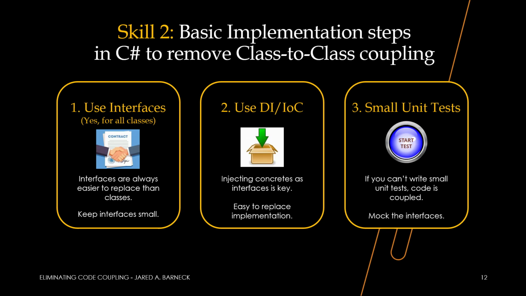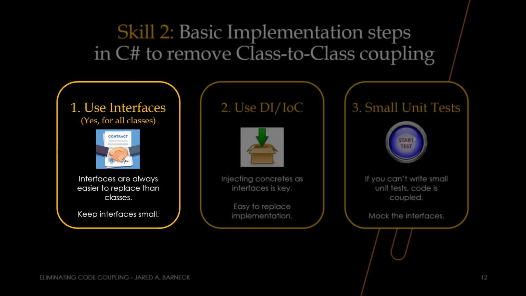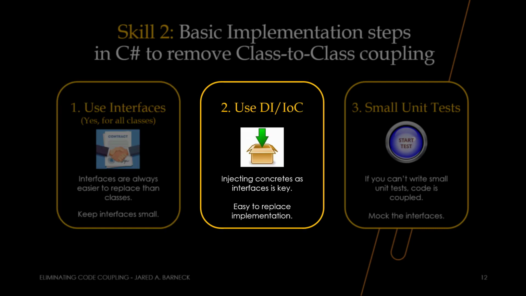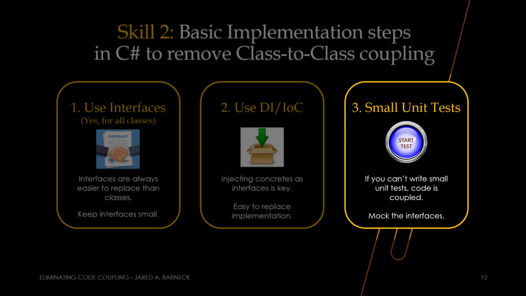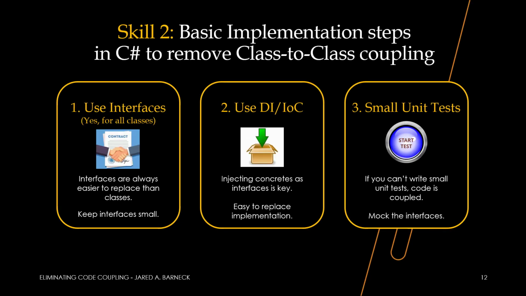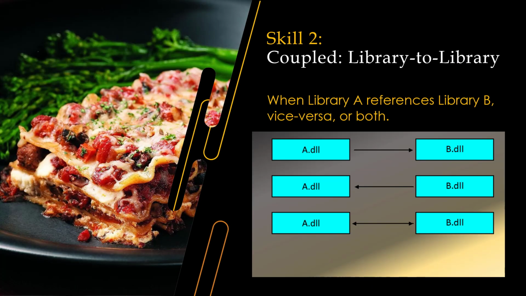So basic implementation steps in C# to remove class-to-class coupling. Use interfaces. Yes, for all classes. Use dependency injection and inversion of control. That's what DI IOC stands for. Injecting concretes as interfaces is key to making this happen. Your implementations can be easy to replace, and it allows you to write small unit tests. These are the steps to eliminate class-to-class coupling. Very simple. Next, skill 2, identifying library to library coupling.